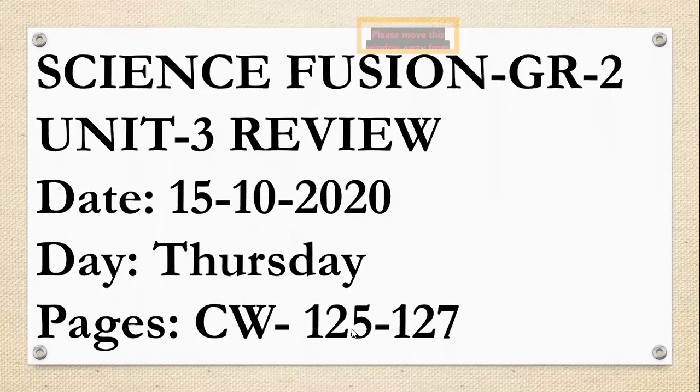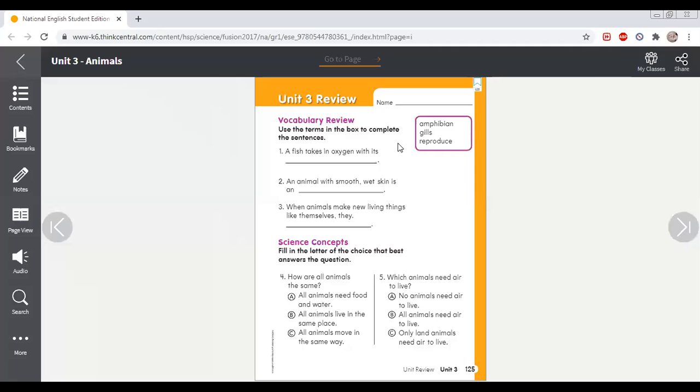So open your page 125 in your book. So we are going to review unit 3, that is the lesson animals, which we have already finished. And lessons number 1, 2 and 3 will be for the quiz on Sunday. So we are going to revise.